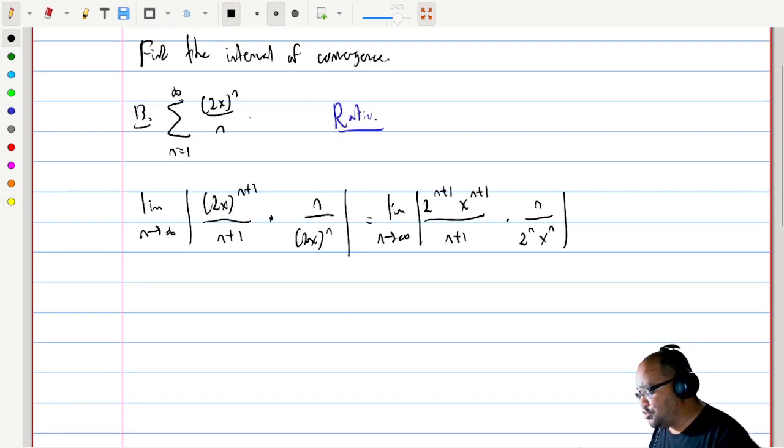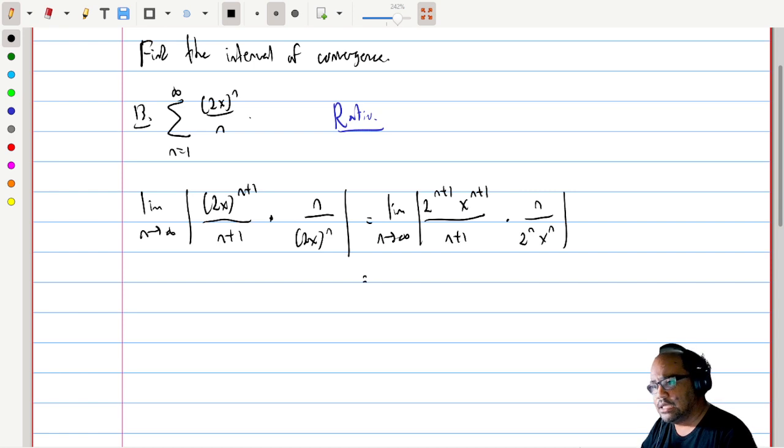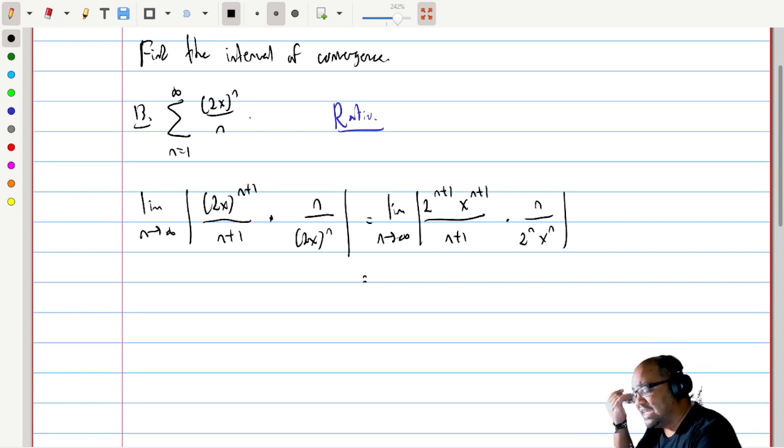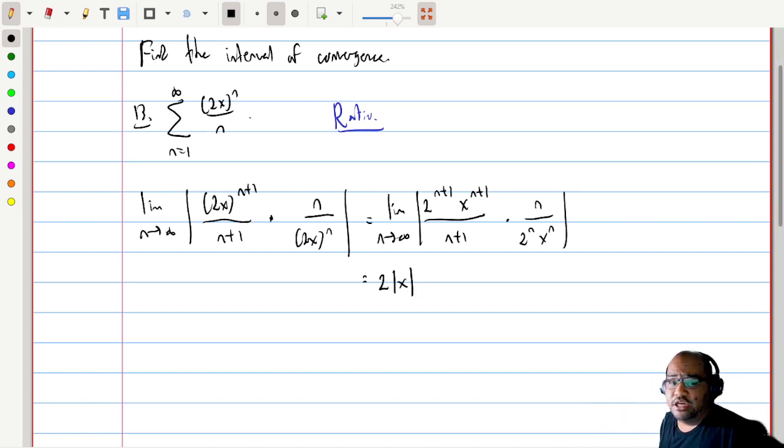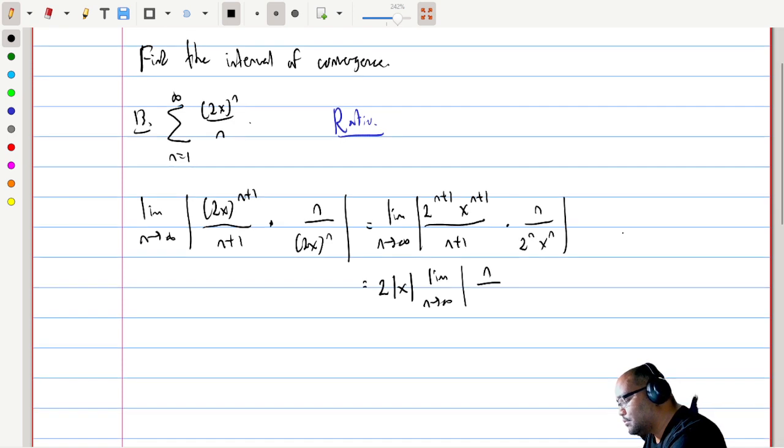Well, I have powers of 2 that I can get rid of. And I also have an x that I can get rid of here. So x to the n plus 1 divided by x to the n is just x. I can shove that outside the limit because it's independent of n, but it comes out as an absolute x. Okay, the absolute value of 2 is 2, so I can just do that. And now I have this part of the limit left over. And I know that goes to 1, so the limit in question is 2 absolute x.